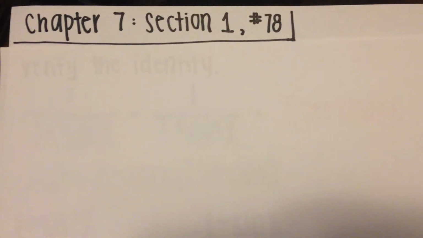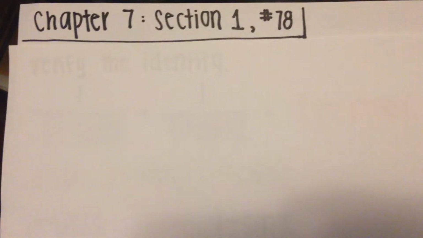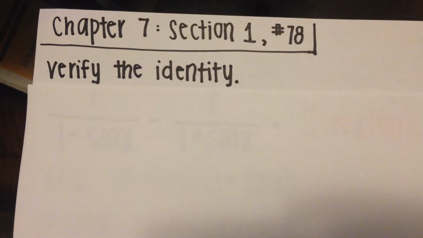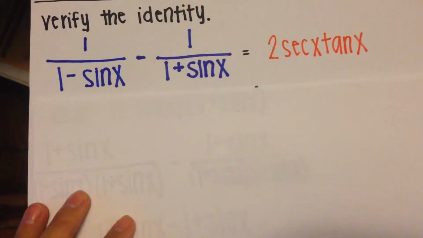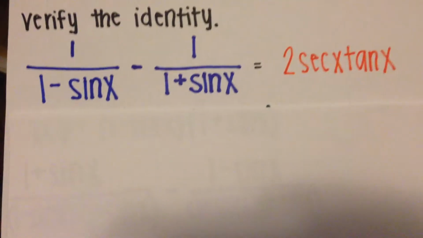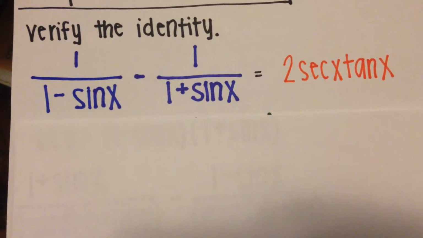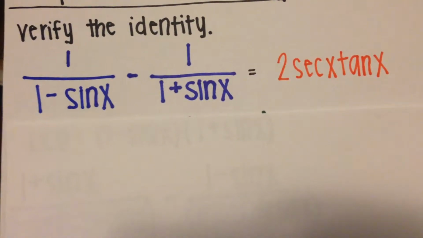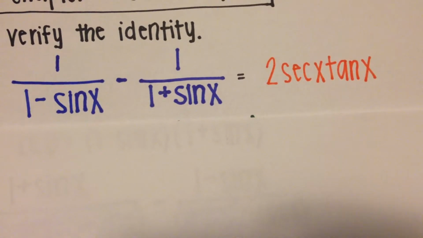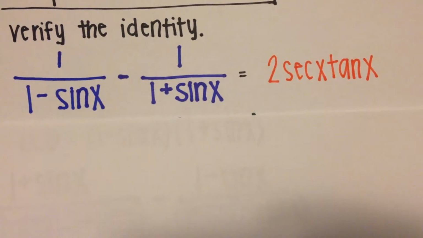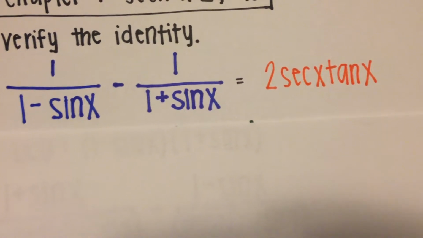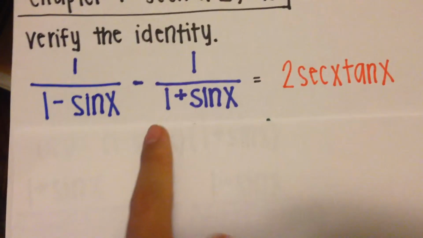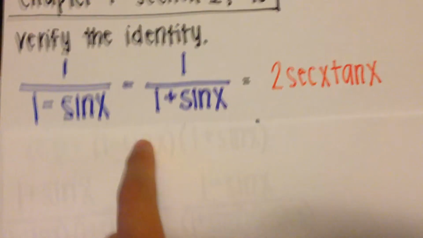Hey guys, so this is problem number 78 from chapter 7, section 1. And the problem is asking to verify the identity, and here's the equation. It's 1 over 1 minus sine x minus 1 over 1 plus sine x equals 2 secant x times tangent x. So basically we have to prove that this side equals this side.